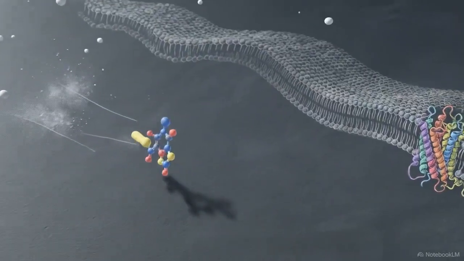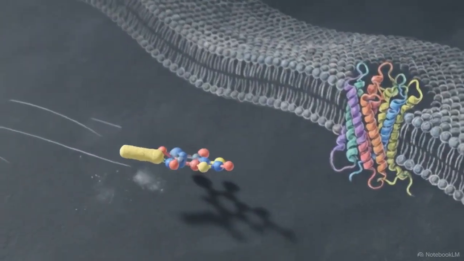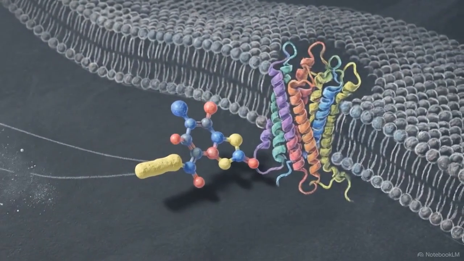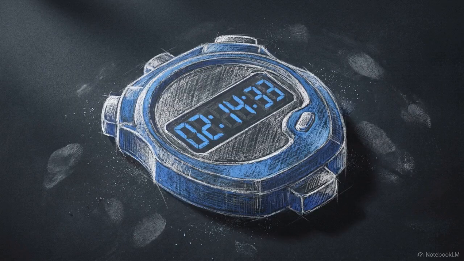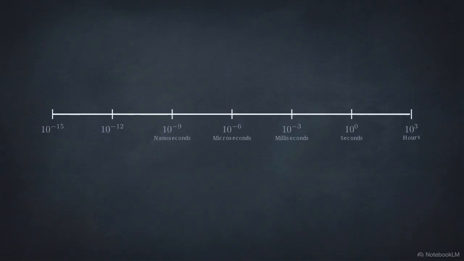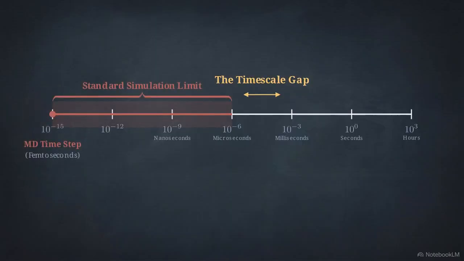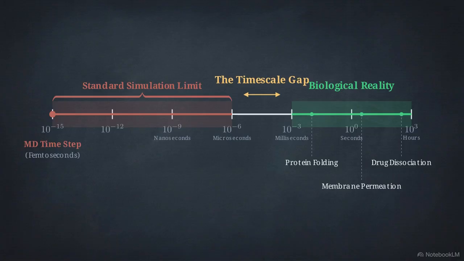But the biological events that determine if a drug actually works, like a molecule crossing a cell membrane or detaching from a receptor, take milliseconds, seconds, or even hours to unfold. This logarithmic timeline shows the massive gap in scale. Our simulation steps sit on the extreme left, while biological reality happens orders of magnitude further to the right.